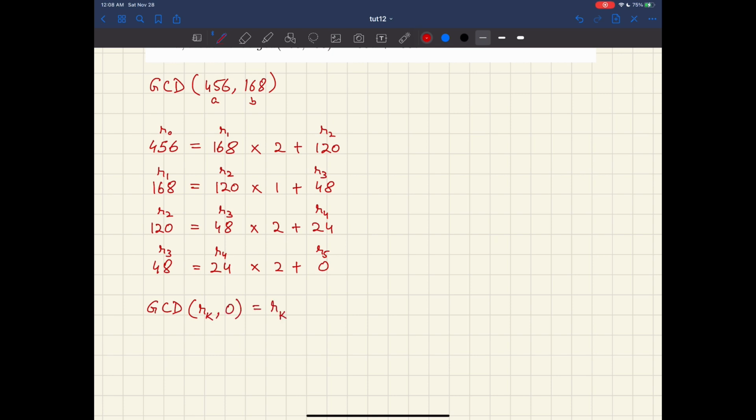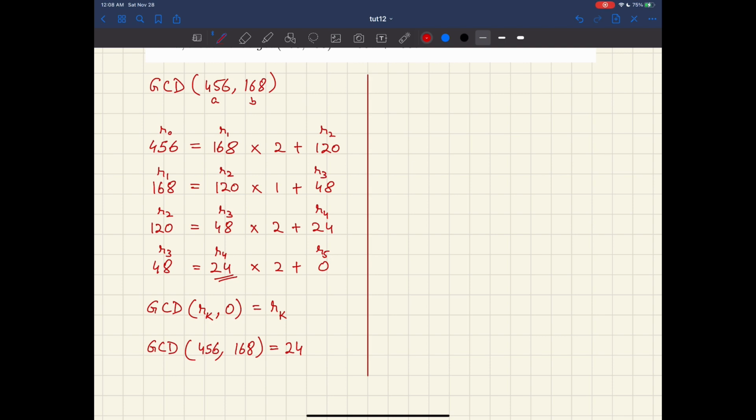So GCD of RK and 0 is RK. Here the GCD would be 24. So GCD of 456 and 168 is 24. Now to find u and v, we start from the last equation and traverse backwards.